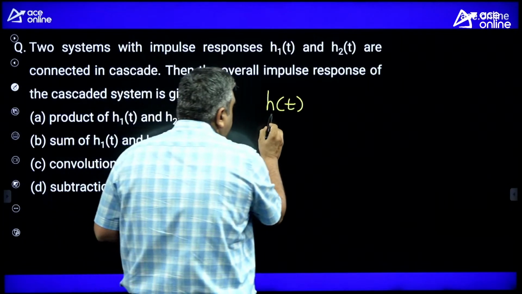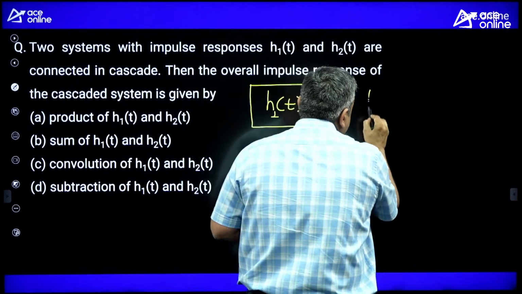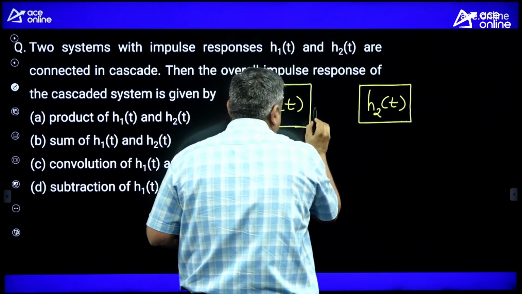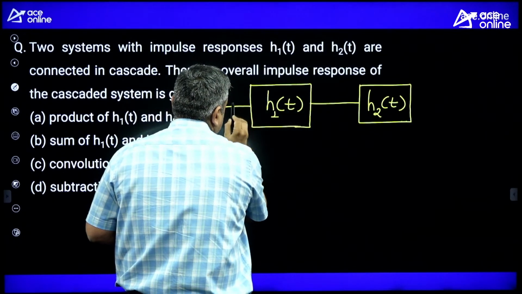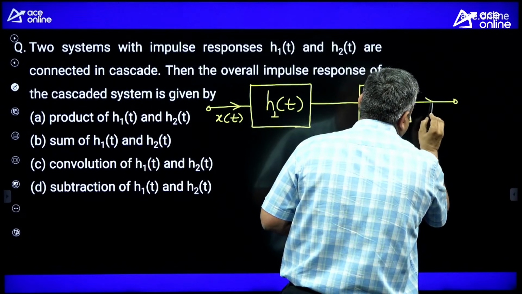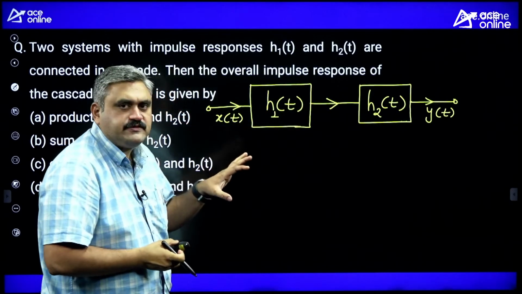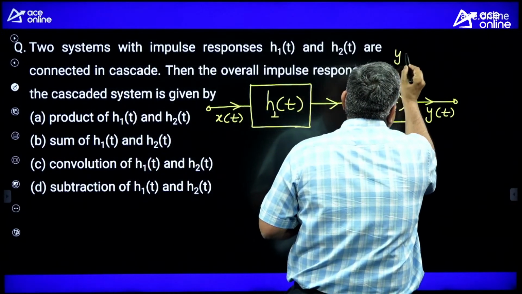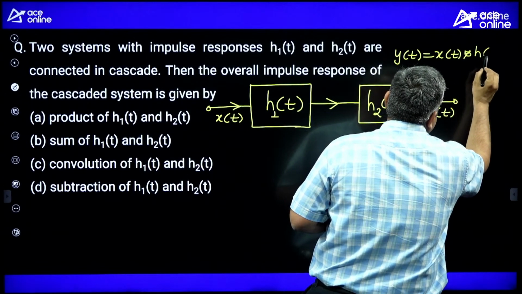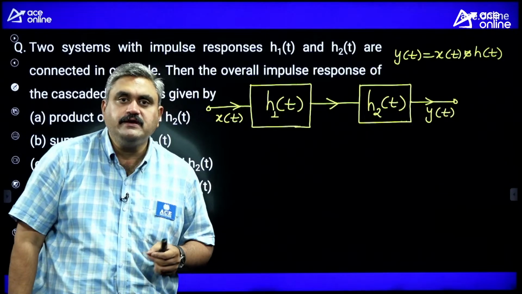Now what is he saying? One system has impulse response h1 of t, and there is another system whose impulse response is h2 of t. These two systems are connected in a cascade. When you give input x of t to the system, you get the total output y of t. Whenever you have a system with an input-output equation, the overall output is nothing but the input convolved with h of t. The star symbol in signals represents convolution. So this is how you can determine the output of a system: x of t convolved with h of t is y of t.